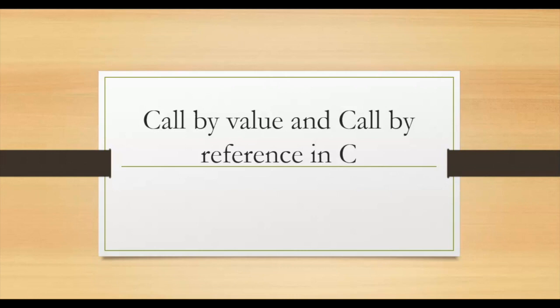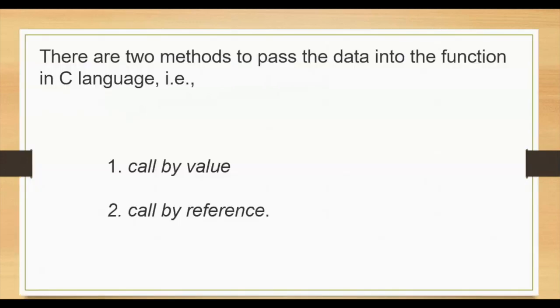A function in C is a set of statements enclosed in opening and closing braces, and all the functions have an exact function definition. In order to execute a function, it must be called from the main function. The required data must be passed to the function. In C programming language, there are two methods to pass data into the function. First one is call by value and the second one is call by reference.